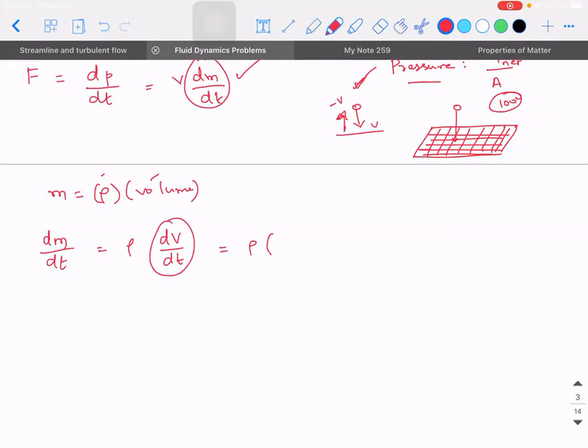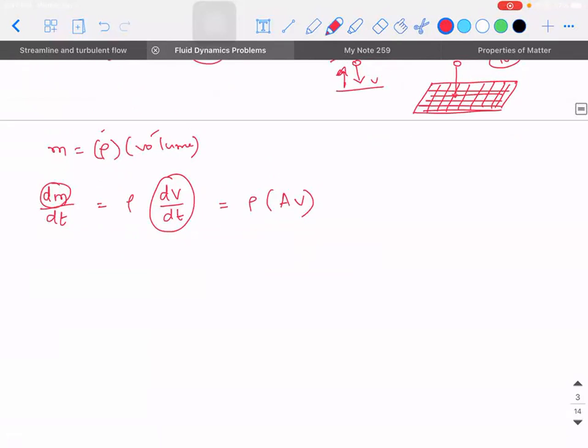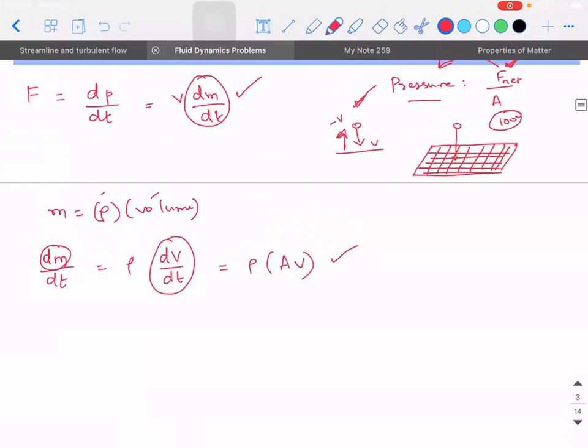How can I write dV by A dt? Into velocity. Very good. I can write it as area into velocity. Correct? So that is area into velocity. So that is dm by dt, where m is the total mass of the substance. Correct? So dm by dt is equal to rho into A into v.